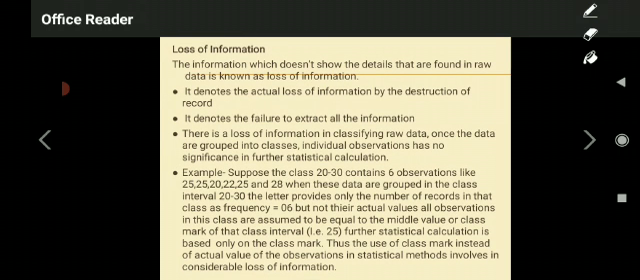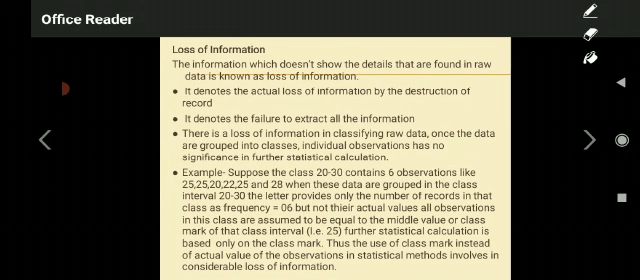You know why it is 25? Class mark is calculated as lower value plus upper value. Okay, the sum total of lower value plus upper value divided by 2 is called as, for example, class mark. Here the lower value is 20 and upper value is 30. 20 plus 30 is 50. 50 divided by 2 is 25, which is the class mark. Further, statistical calculation is based only on the class mark.